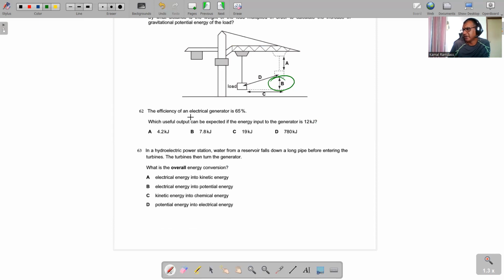What is the efficiency of an electrical generator is 65%. If the energy input is 12 multiplied by 0.65, that gives 7.8 kJ.